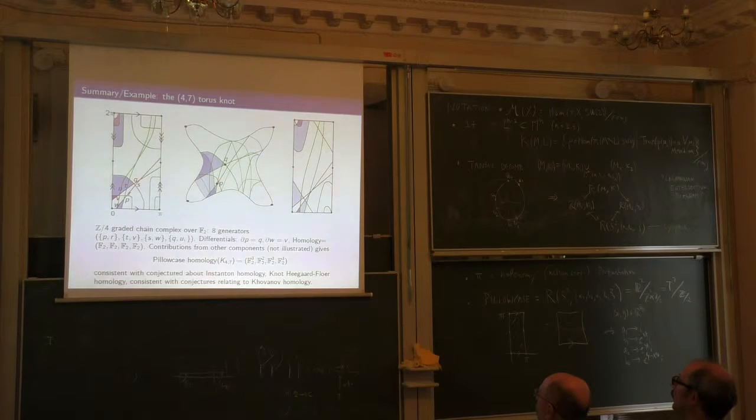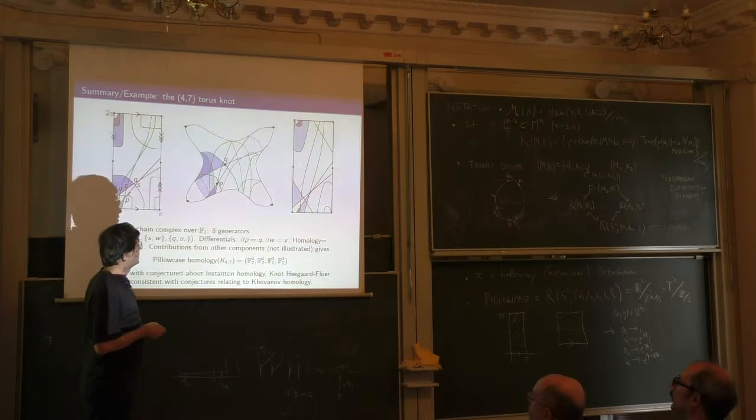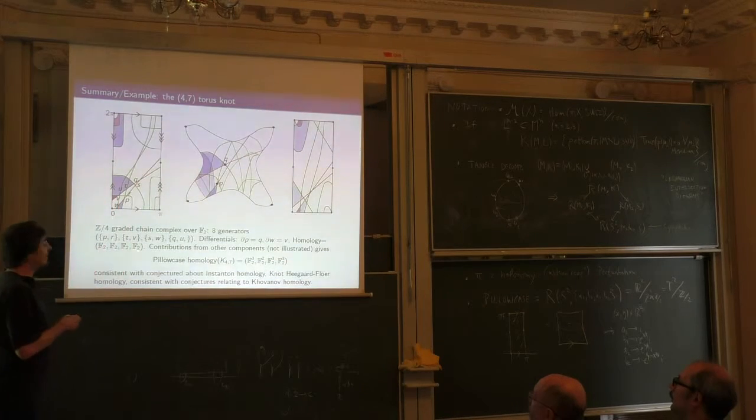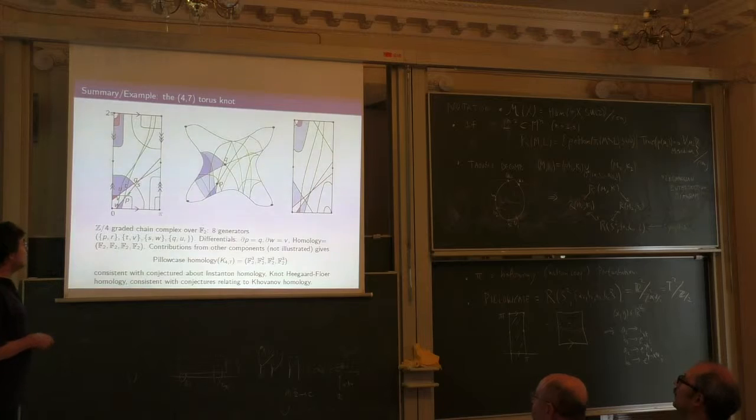And then, of course, I'll have to tell you why this has something to do with the 4-7 torus knot. Sorry, how is this the first homology? What is the order of the homology? It's Z mod 4-graded. So there are 4 groups. Now I'm only showing you a small piece of the 4-7 torus knot. There are more green curves, and I didn't want to clutter the picture. So when you're done, it will turn out that there'll be.